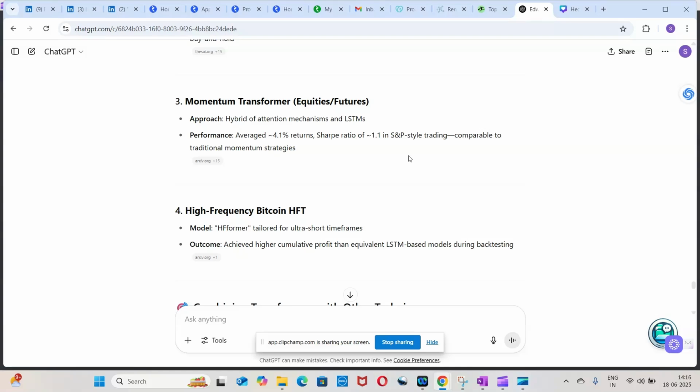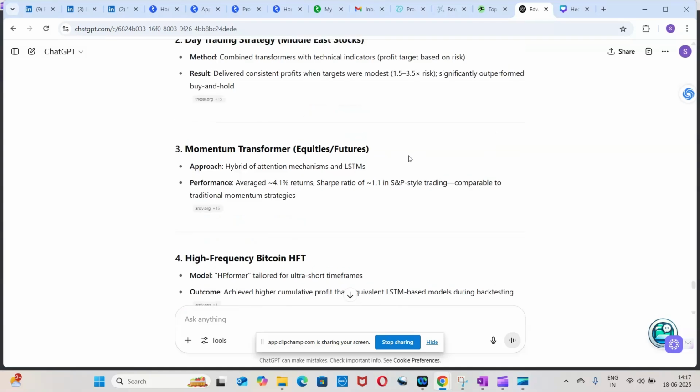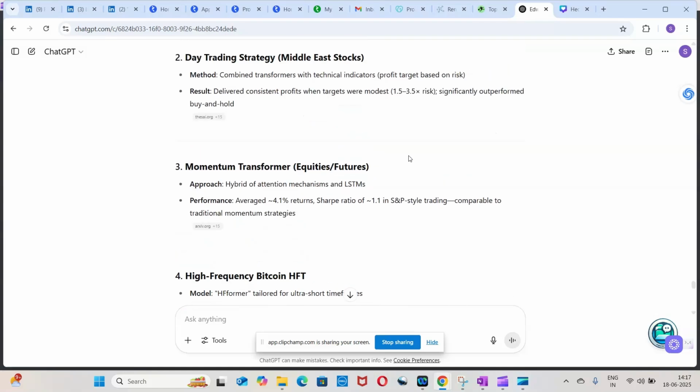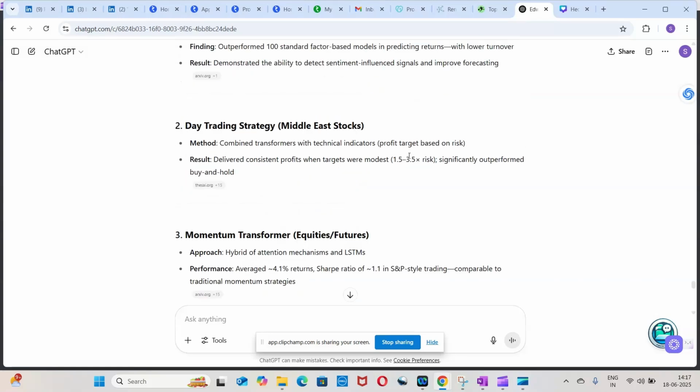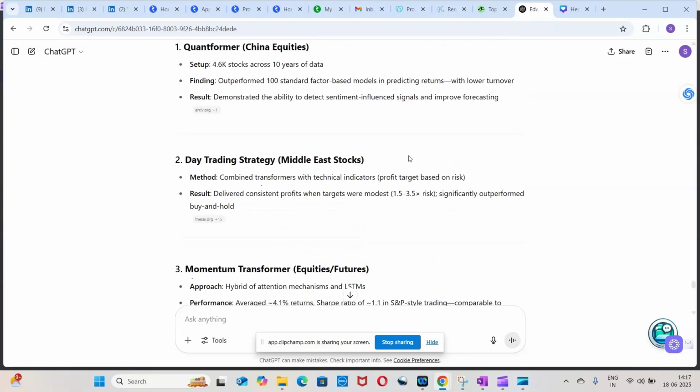So even in the momentum strategies, it is outperforming the traditional momentum strategies, and even in the day trading strategies, it's outperforming the buy and hold strategies when the risk to reward is properly managed, and it outperformed over 10 years of data also in the Chinese market, and the 100 standard factor models.